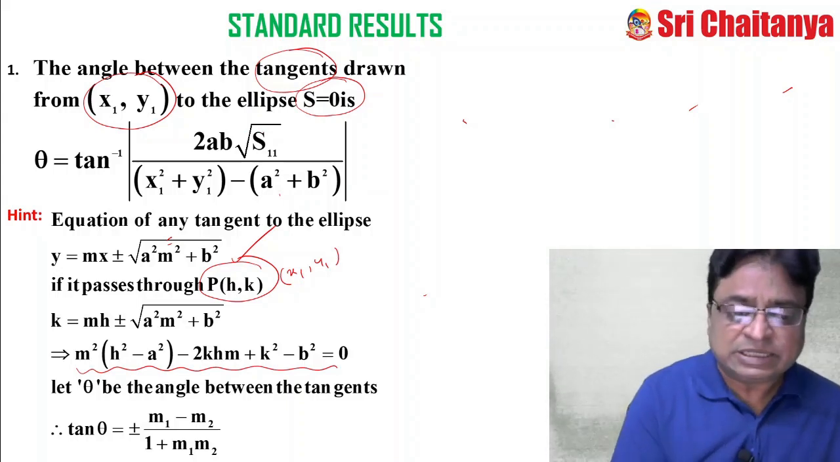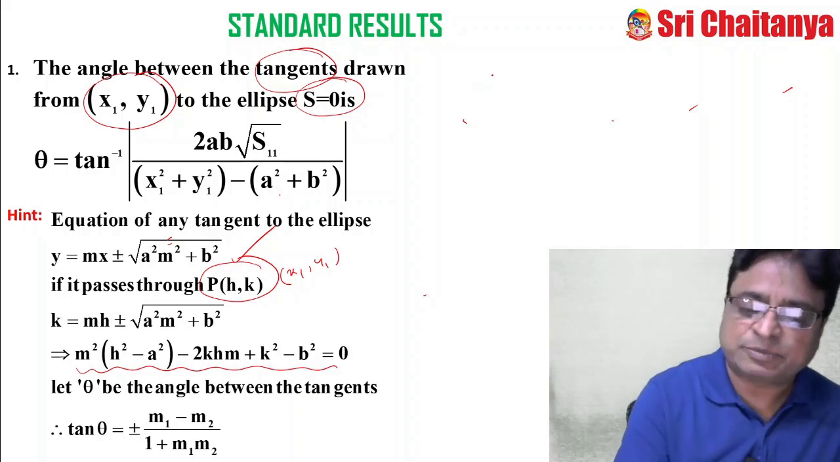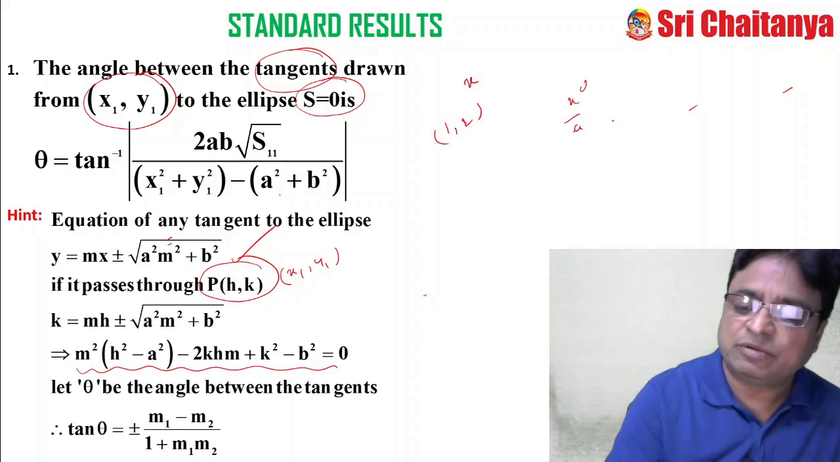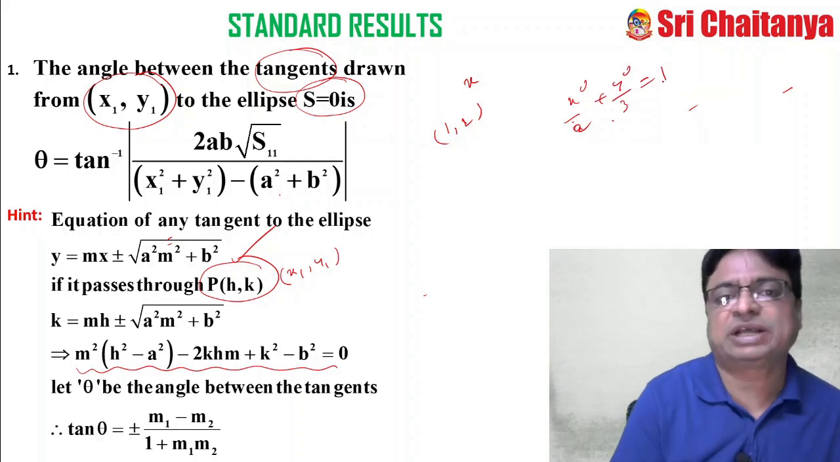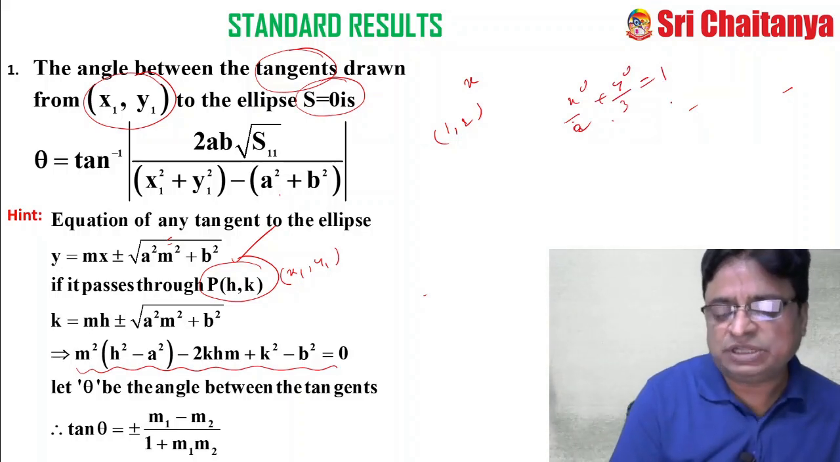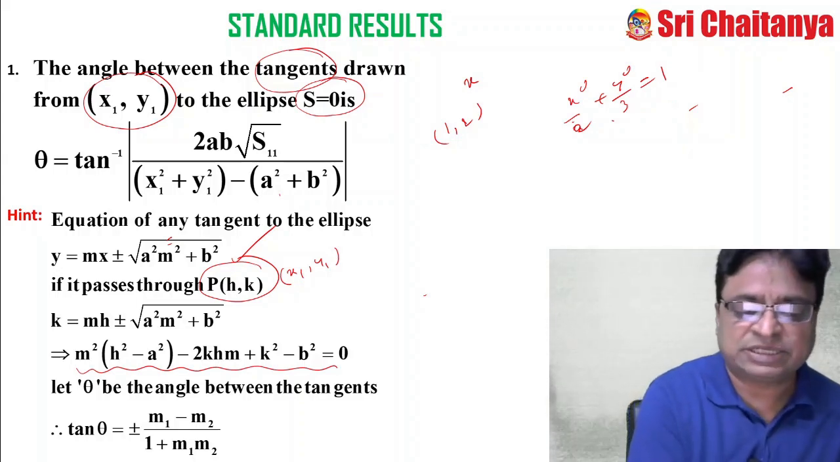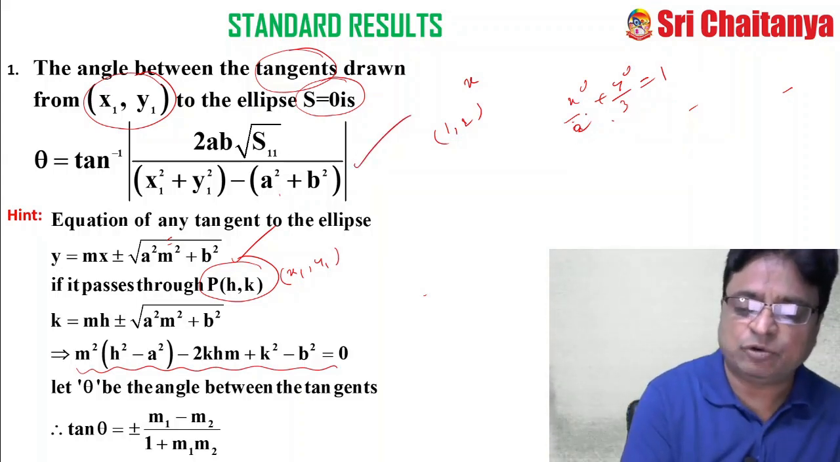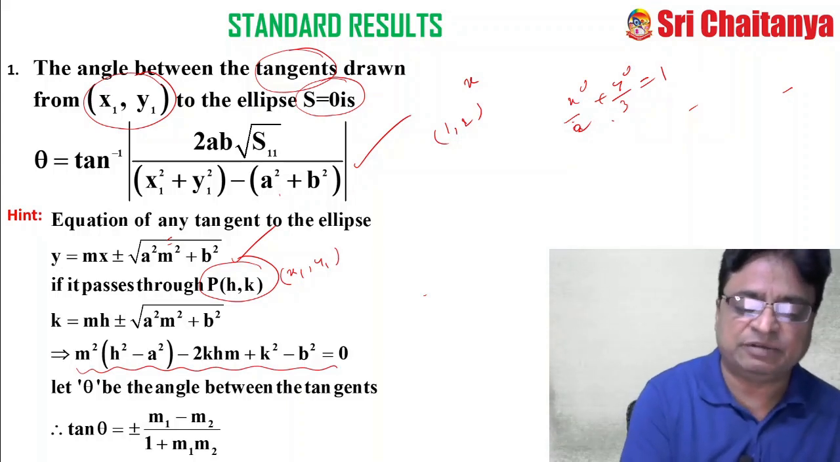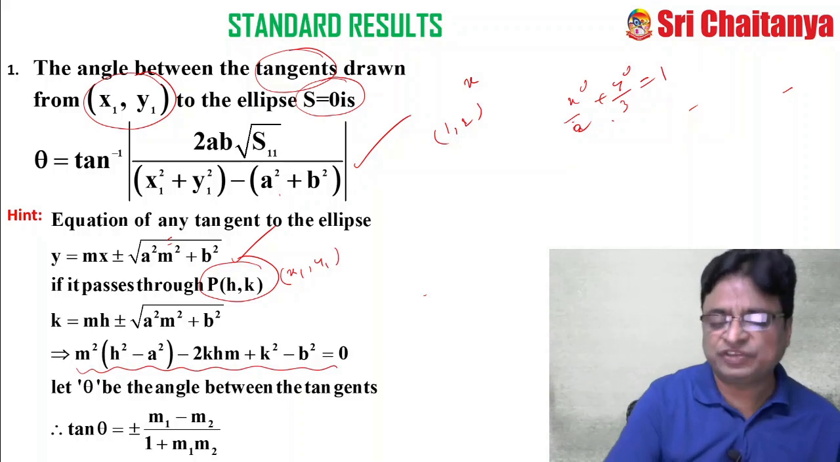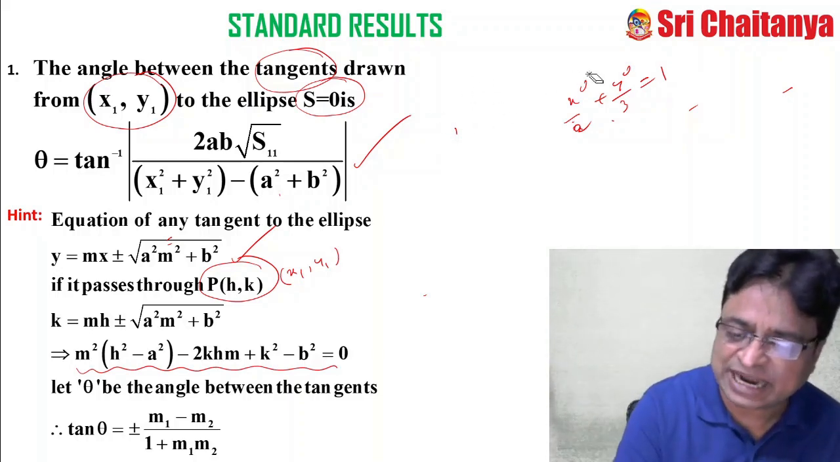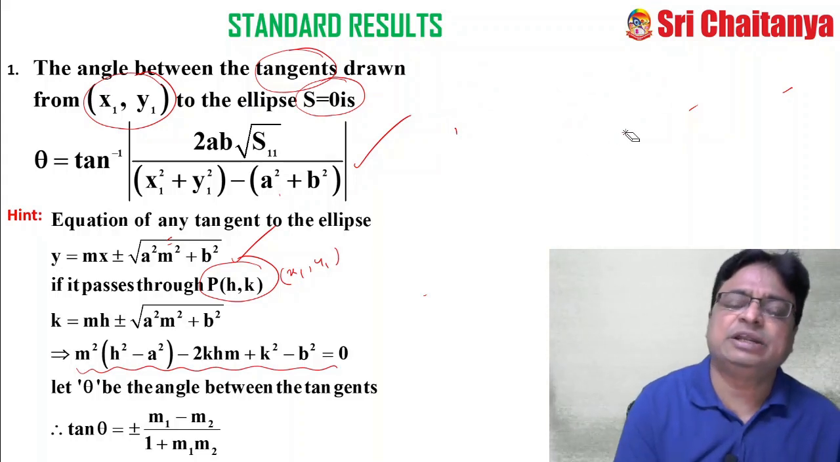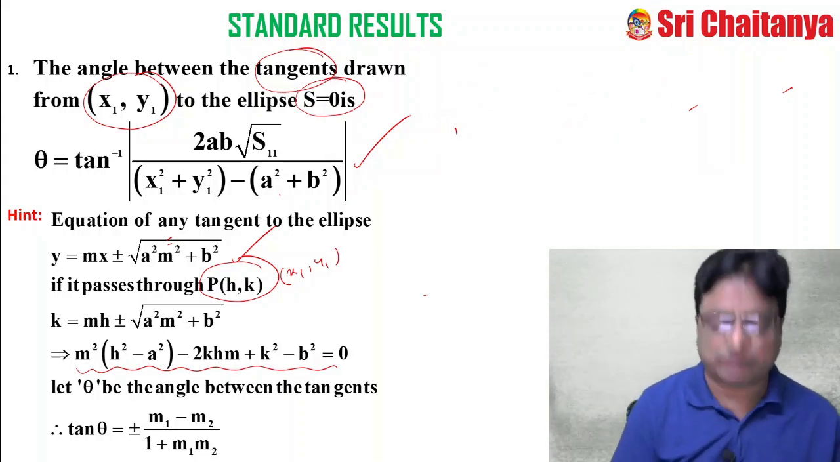So listen here. The same thing they may ask like this: suppose some ellipse is given, find the angle between the tangents drawn from the point (1, 2) to the ellipse x square by 2 plus y square by 3 equal to 1. If they ask the question in this form, instead of solving by all these methods, just practice this formula, where you know what A and B are. You substitute everything there and you will get tan theta directly. This is a shortcut, and it is one of the standard results.